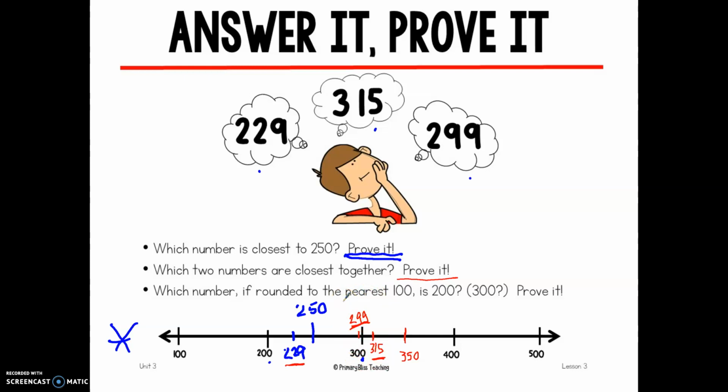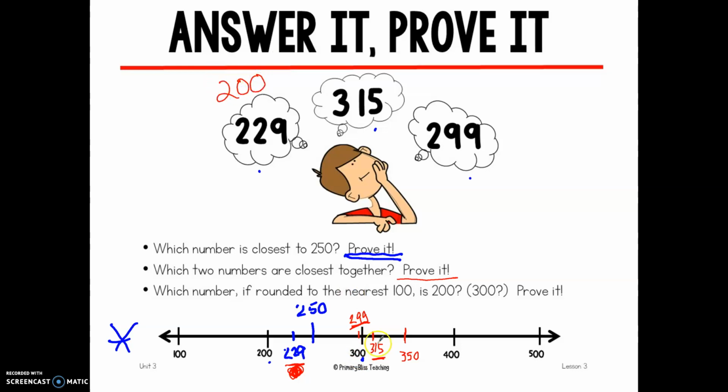Then the last one, which number, if rounded to the nearest hundred, is 200 or 300? Well, if I'm going to round to the nearest hundred, I'm going to prove it. I already have them on the number line. So here's 229. And when I look at 229, it's closer to 200 than to 300. So if I was going to round 229 to the nearest 100, I would say 200.